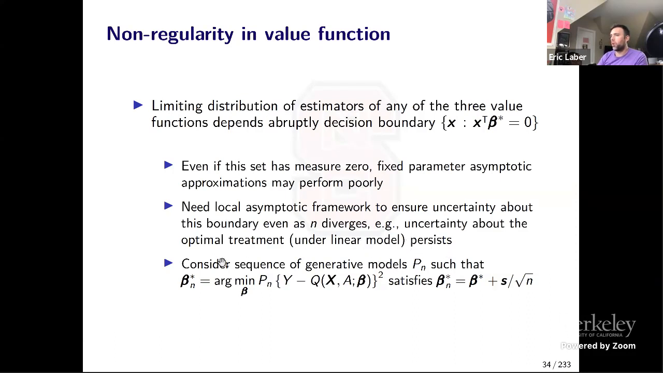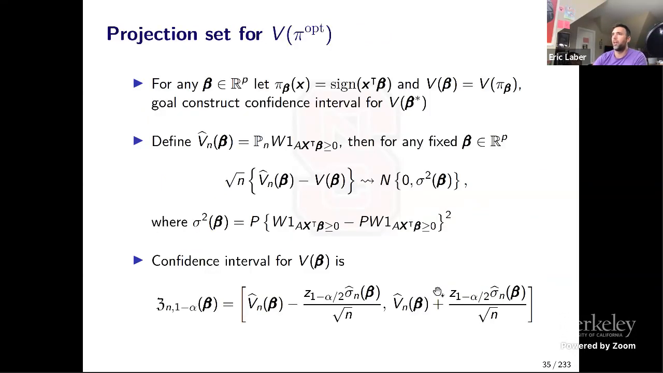Okay, so how do we do that? Well, we're going to look at, again, a sequence of generative models, say Pn, such that under Pn, beta star n, which is just the least squares estimator under Pn, this is, remember, the population analog, satisfies beta star n is beta star plus a local perturbation. So now what happens if we want to construct inference measures for one of these value functions, let's say, under these local models? How do we do that?